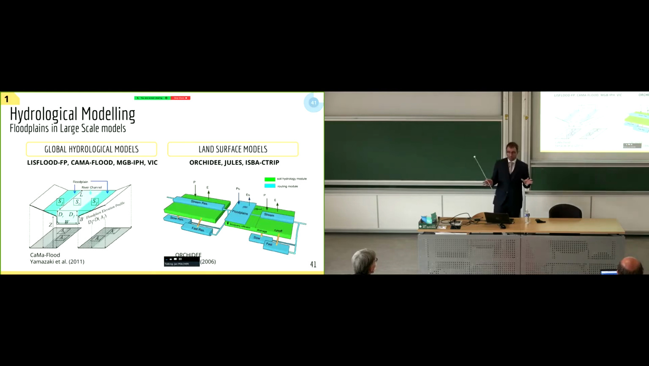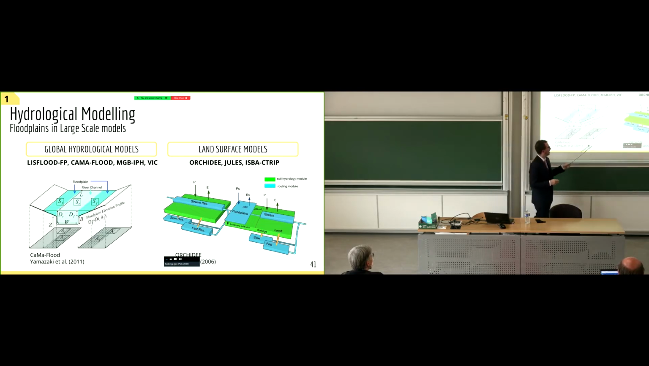Here I show you two examples. So for the global hydrological models, this is CaMa-Flood. So basically we have a volume of water in our river, and this volume is converted into a river level and a flooded surface using the floodplain elevation profile. And then the discharge is estimated with a Saint-Venant equation using the river level.